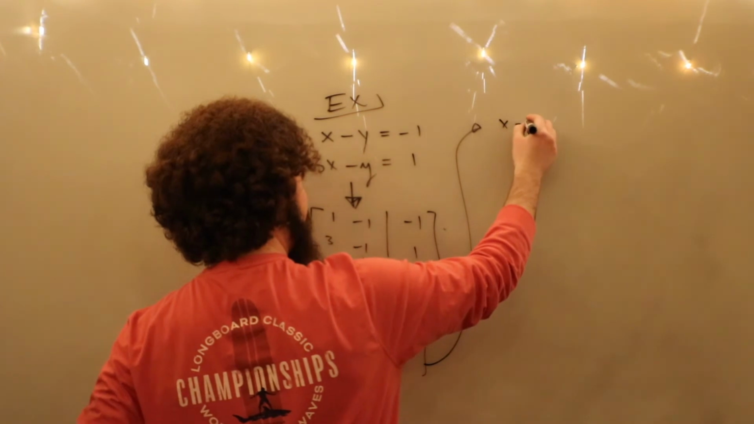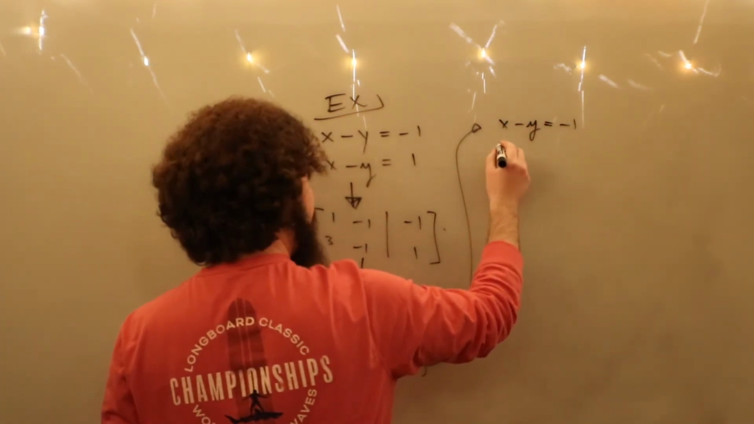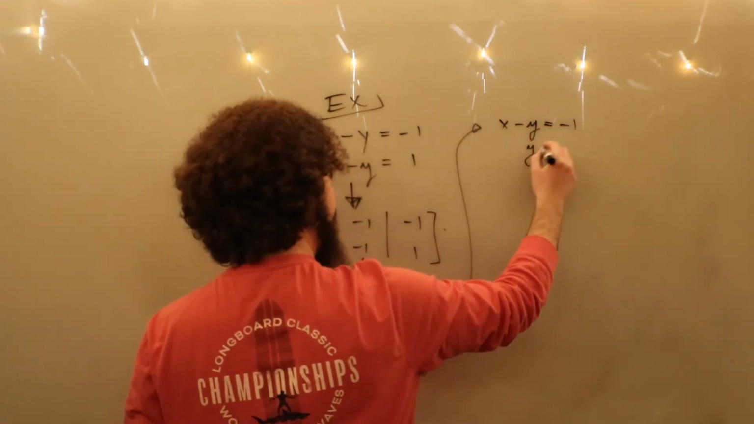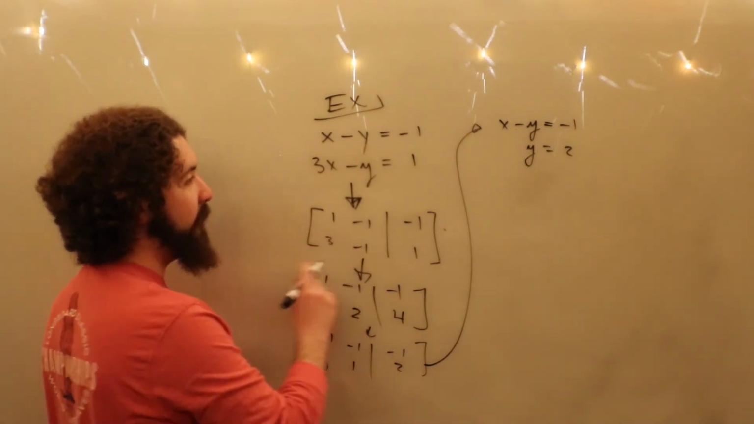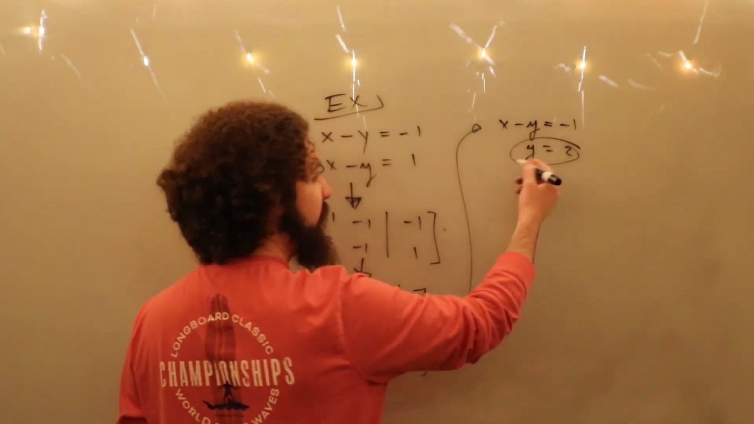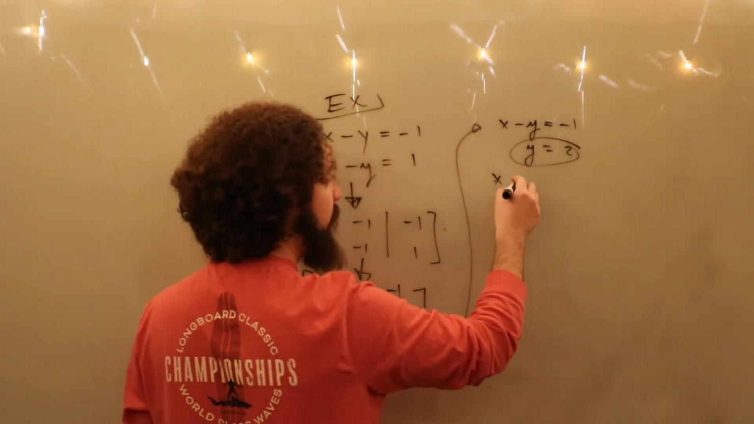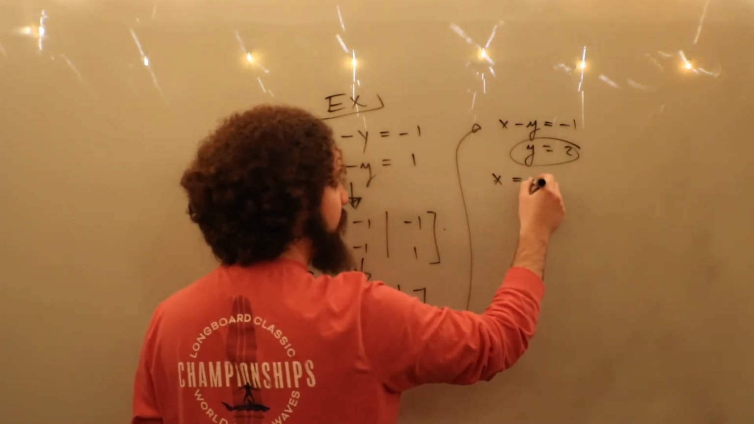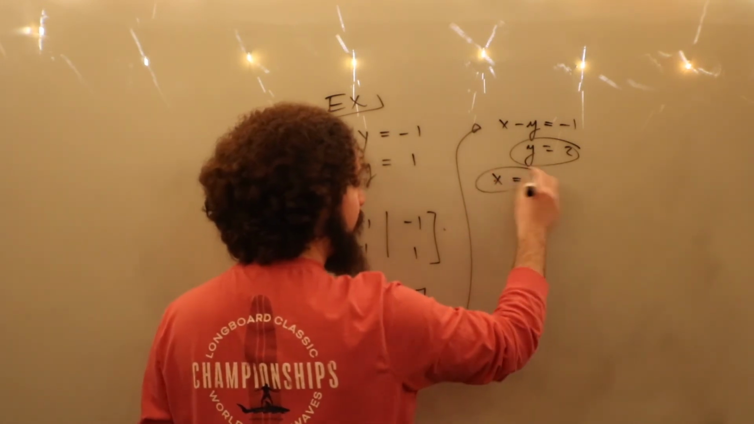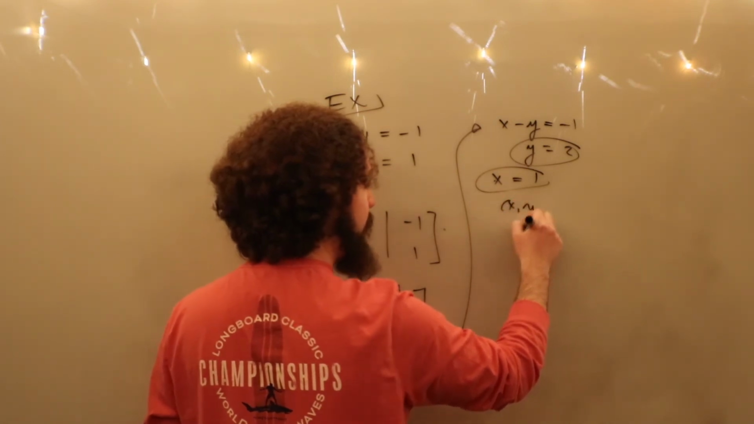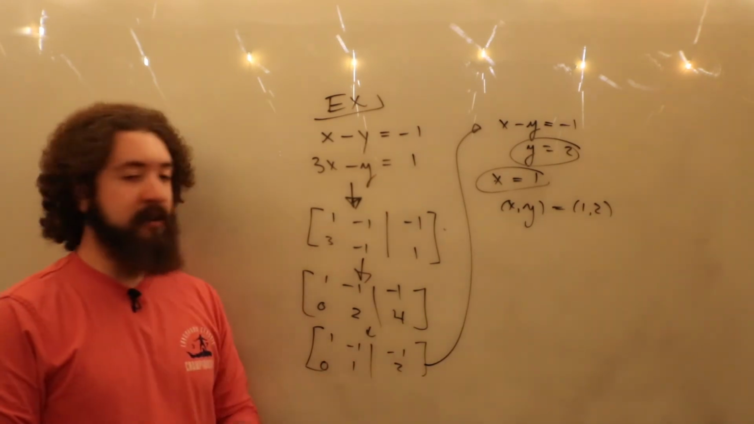We have x minus y is equal to -1, and we have y is equal to 2. This is a much easier system to solve, right? Because we already know that y is equal to 2 from the second equation. So we have x minus 2 is equal to -1. Equivalently, if we move it to the other side, x is equal to 1. So now we have our solution, x comma y is equal to 1 comma 2. That is our first example.